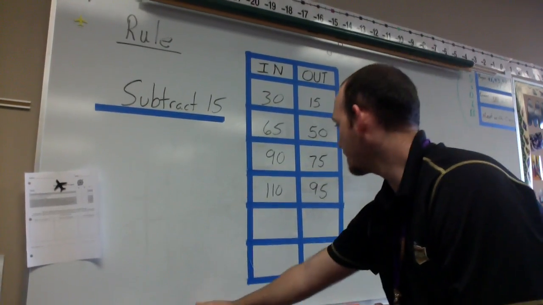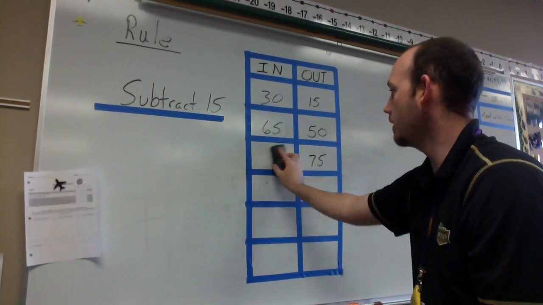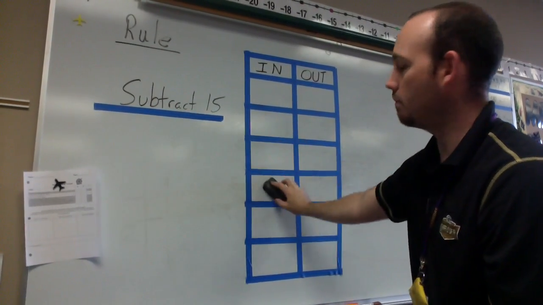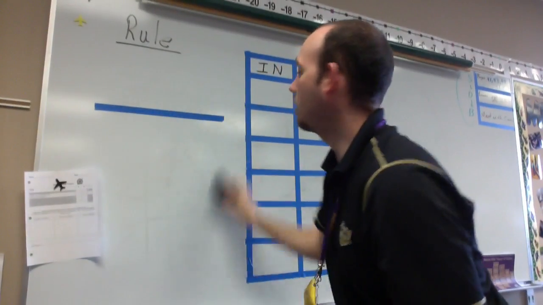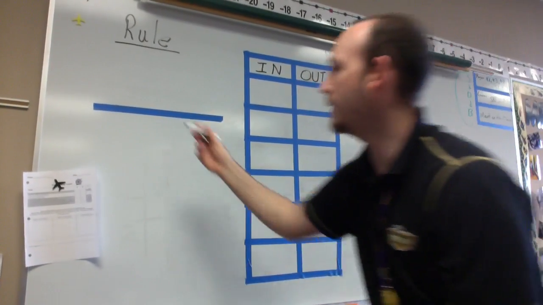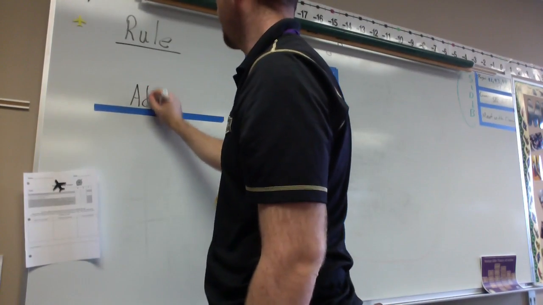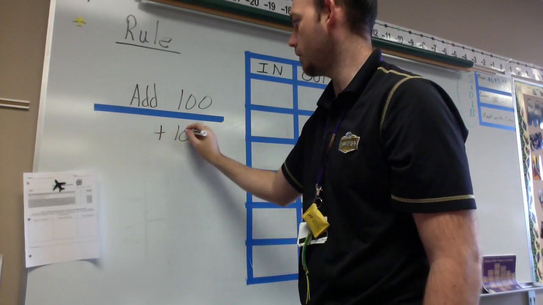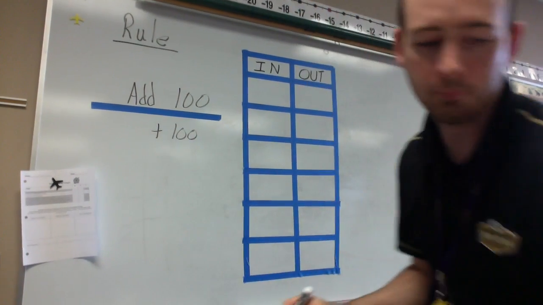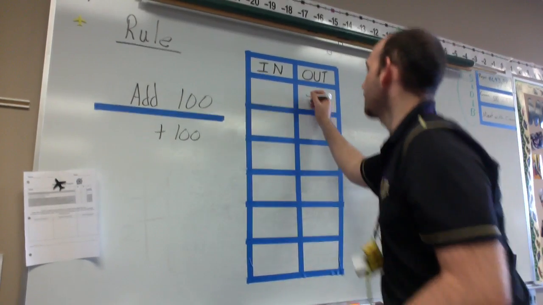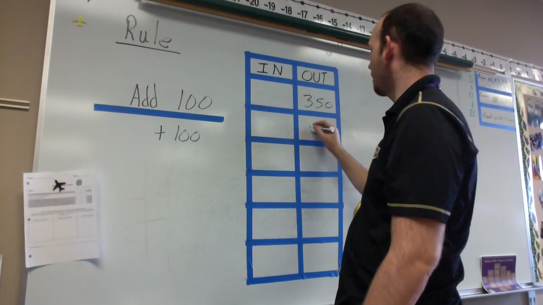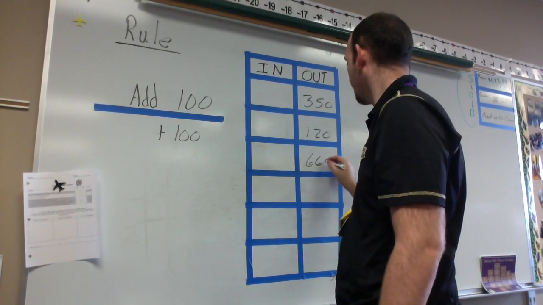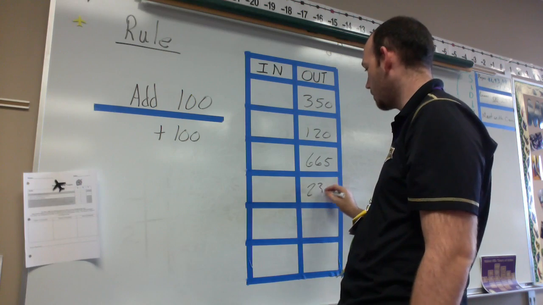Okay, let's look at type 2. In the second type, we are going to know the rule, and we're going to know all of the outputs. So we're going to kind of have to move backwards to this one. So let's pretend that our rule is add 100. And if you would rather write the rule as plus 100, I'm fine with that too. I'm not too picky about that. But let's say that we know some outputs. Let's say we have 350, we have 120, let's go with 665 and 231.